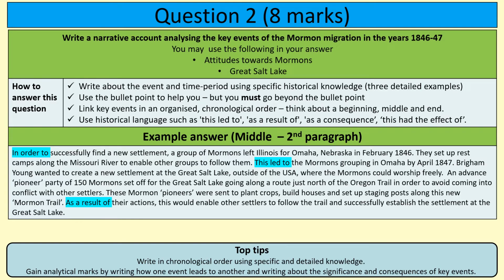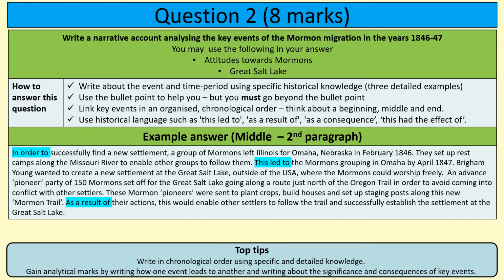Now, if you go on to our second paragraph and think about the middle part, we are going to use some linking phrases here to really explain and analyze the narrative account. So, in order to successfully find a new settlement, a group of Mormons left Illinois for Omaha, Nebraska in February 1846. They set up rest camps along the Missouri River to enable other groups to follow them. This led to the Mormons grouping in Omaha by April 1847.